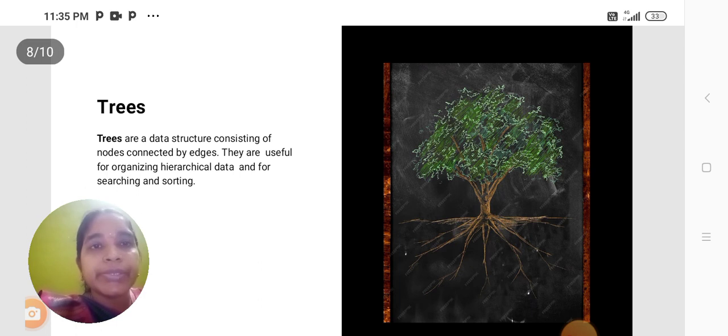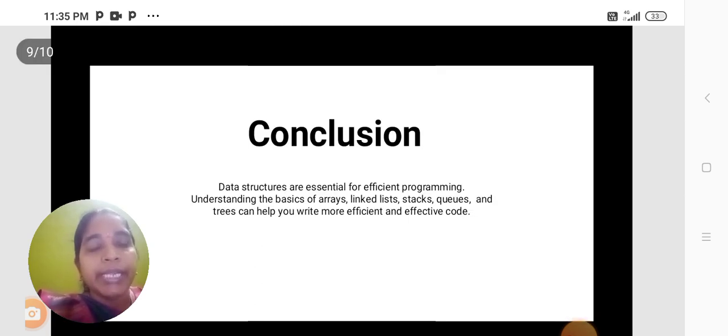Trees are data structures consisting of nodes connected by edges. They are useful for organizing hierarchical data for searching and sorting. Data structures are essential for efficient programming. Understanding the basics of arrays, linked lists, stacks, queues and trees can help you write more efficient and effective code.